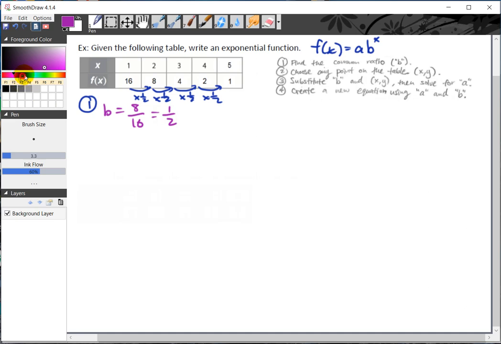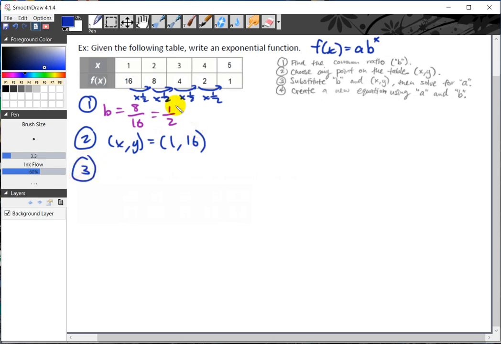Next step, we need to choose any point on the table. I'm going to choose this one. So let's just choose that one. Let me write that. We're going to choose 1, 16.